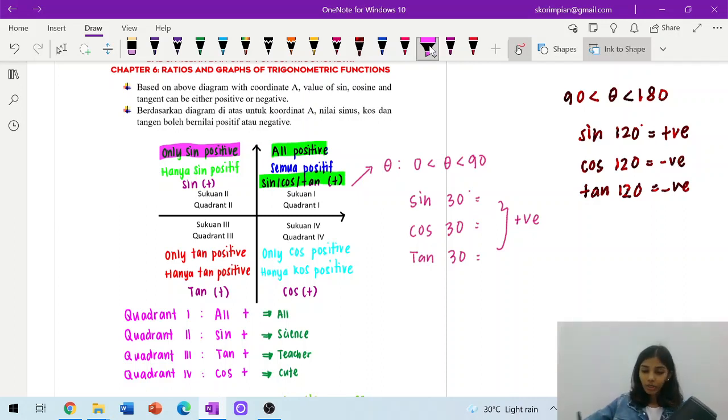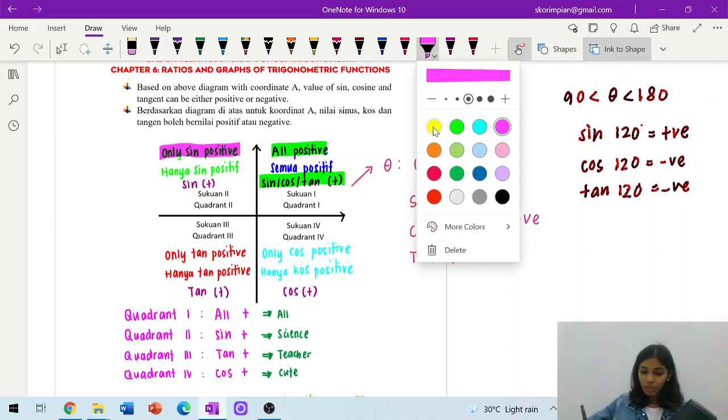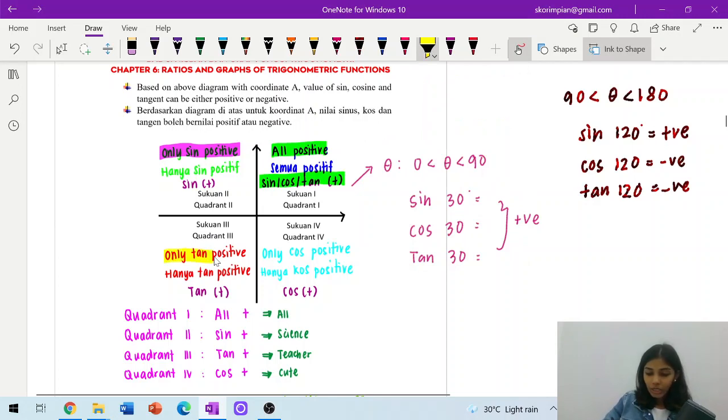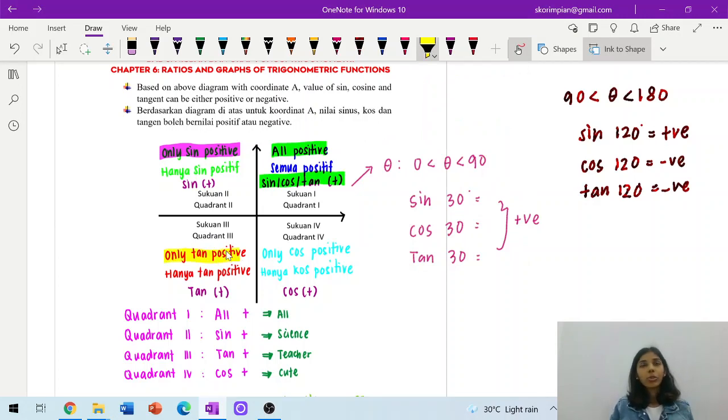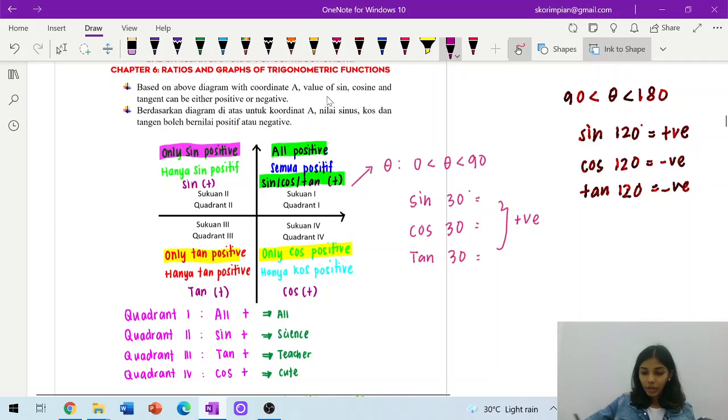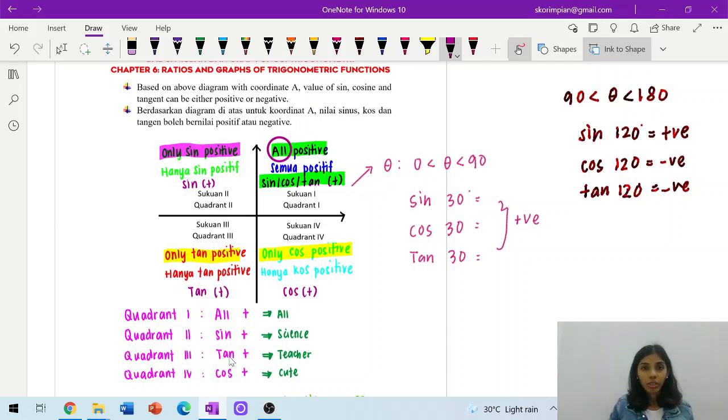For quadrant 3, untuk quadrant ketiga, only tangent is positive, between 180 to 270, and for the final one, only cos is positive. So remember, you can consider quadrant 1 all are positive, quadrant 2 only sine is positive, quadrant 3 tangent is positive, quadrant 4 cos is positive.